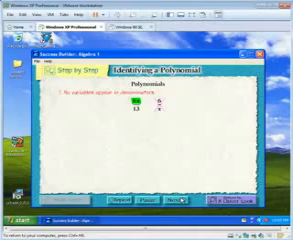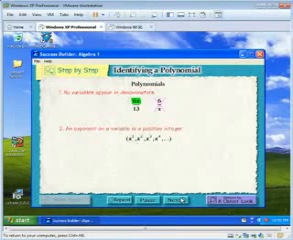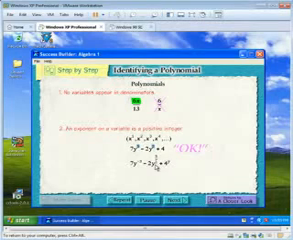The second rule states that an exponent on a variable is a positive integer, like 1, 2, 3, 4, and so on. In the first expression, 3 and 2 are positive integers, so this is a polynomial. If the exponent is a negative number, a fraction, or a variable, the expression is not a polynomial.